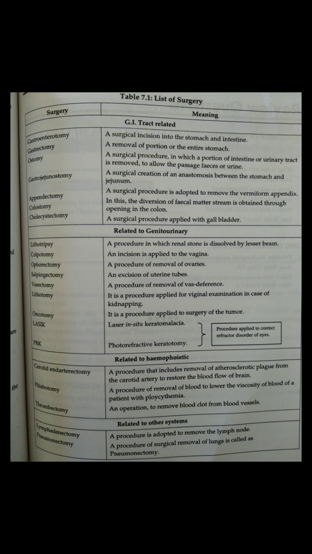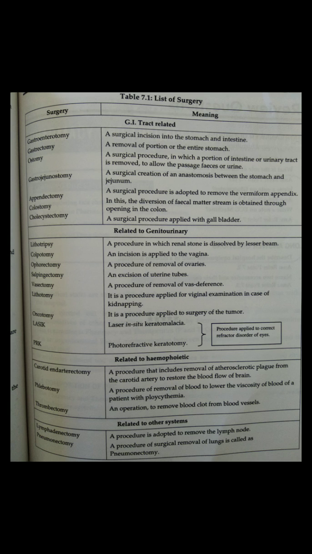Okay. Then next surgery is oncotomy. The meaning is the procedure applied for surgery of a tumor. Then LASIK, that is laser in situ keratomileusis. Then PRK, meaning is photorefractive keratectomy. LASIK and PRK are procedures applied to correct refractive disorders of the eyes.